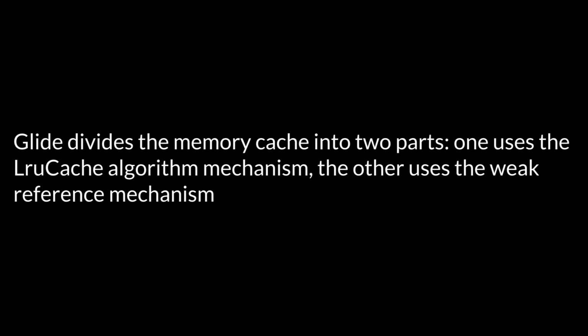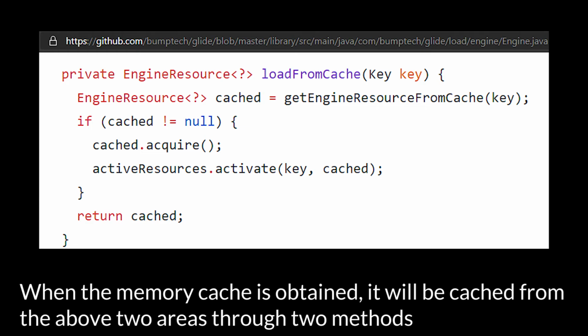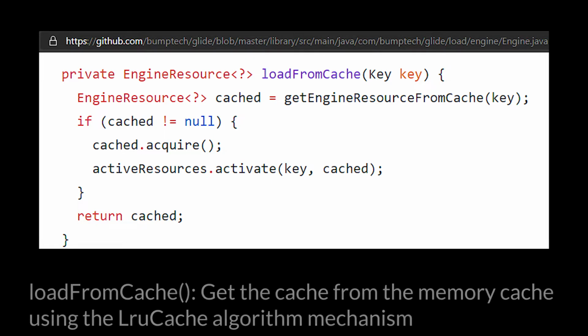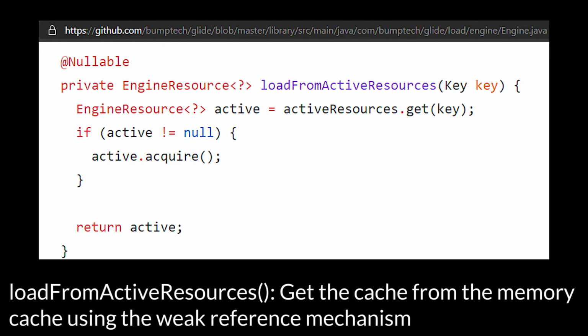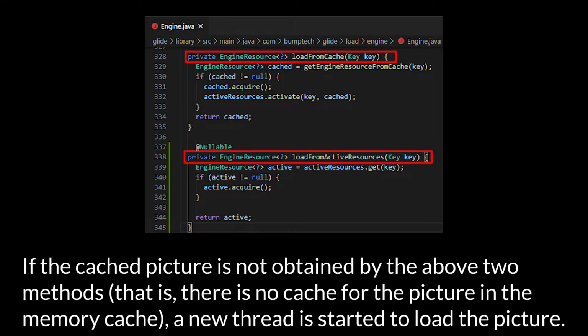Glide divides the memory cache into two parts. One uses the LRU cache algorithm mechanism, the other uses the weak reference mechanism. When the memory cache is obtained, it will be fetched from the above two areas through two methods: loadFromCache, which gets the cache from the memory cache using the LRU cache algorithm mechanism, or loadFromActiveResources, which gets the cache from the memory cache using the weak reference mechanism. If the cached picture is not obtained by the above two methods, that is, there is no cache for the picture in the memory cache, a new thread is started to load the picture.